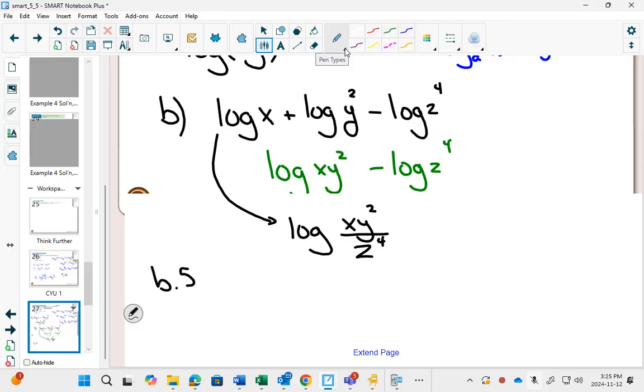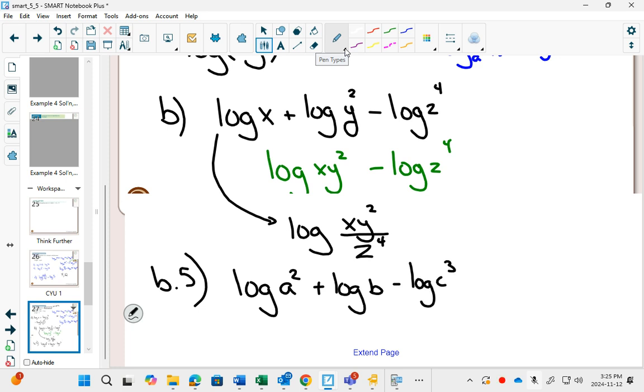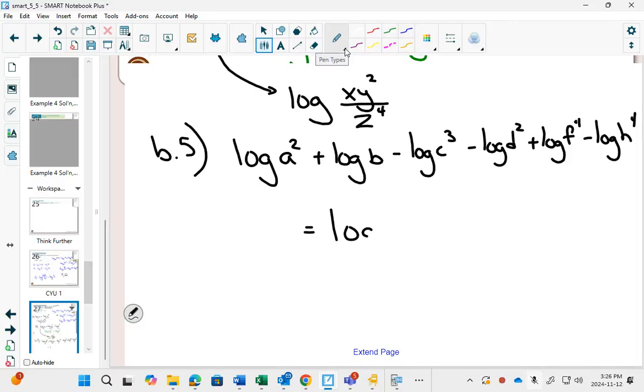So just to really show this, I'm going to add an example in between B and C. We'll call it B.5. If you had, and I'll already put the exponents in, so we'll say log A squared plus log B minus log C cubed minus log D squared plus log F to the 4 minus log H to the 4. If I had all of that, and they said combine it as a single logarithm, you could take your time and do 1 log law at a time. I'm going to tell you that sometimes that causes errors, but the shortcut is really, really nice.